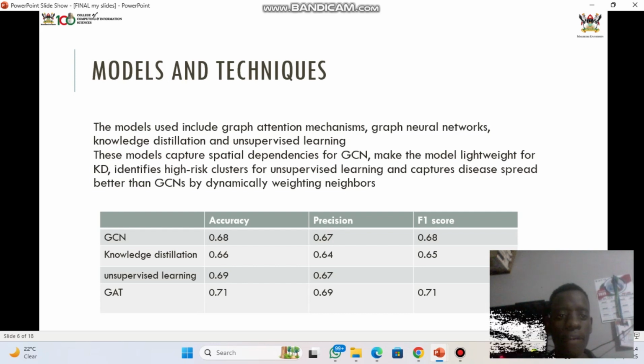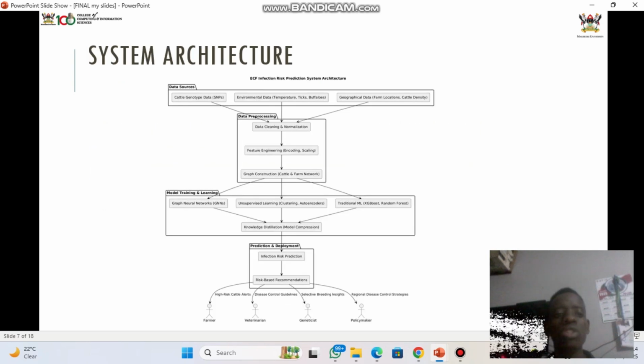For the model techniques, we used graph networks, registration and supervised learning, and graph attention networks. These are the metrics: the accuracy, precision, and F1 scores. This is the system architecture. The dataset that was used, we did the processing, we trained the models, came up with the knowledge registration model, and also prediction and deployment on Render.